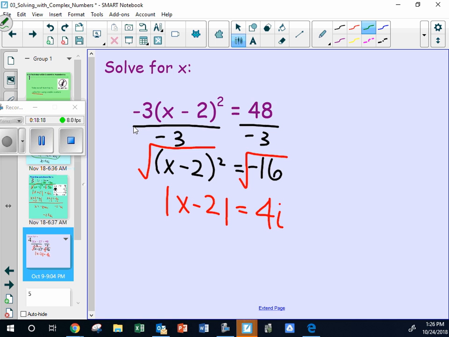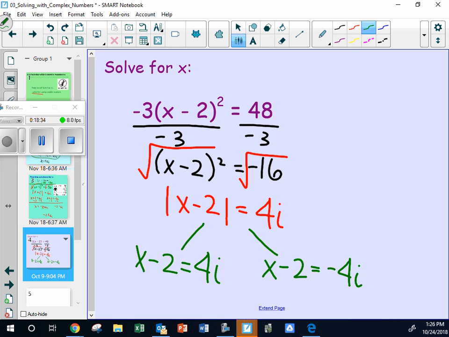All right, someone else, the next step from this side of the room. Yes. Break it up into x minus 2 equals 4i, x minus 2 equals negative 4i. All right, so we are breaking our absolute value up into our two cases. So we have x minus 2 is equal to 4i, and x minus 2 is equal to negative 4i.